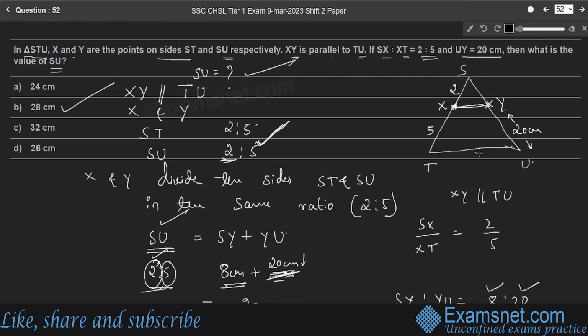So here we are using the concept that a line joining 2 points on 2 different sides of a triangle is parallel to the third side. Then only this condition holds good, and those 2 points divide their respective sides in equal ratio, which is 2:5 in this particular case. So one ratio is already given, 2:5. Therefore, the ratio of the other 2 sides is also 2:5.